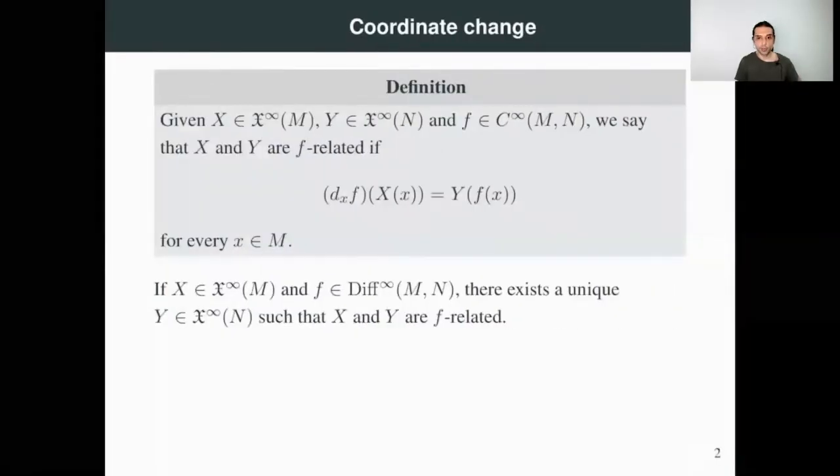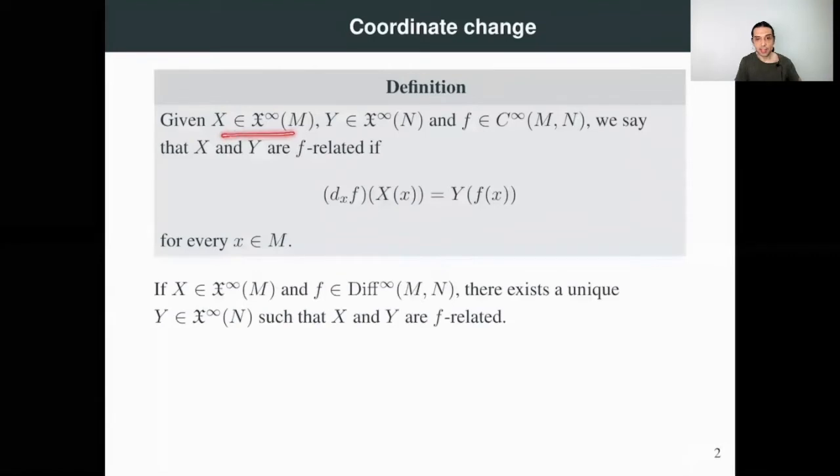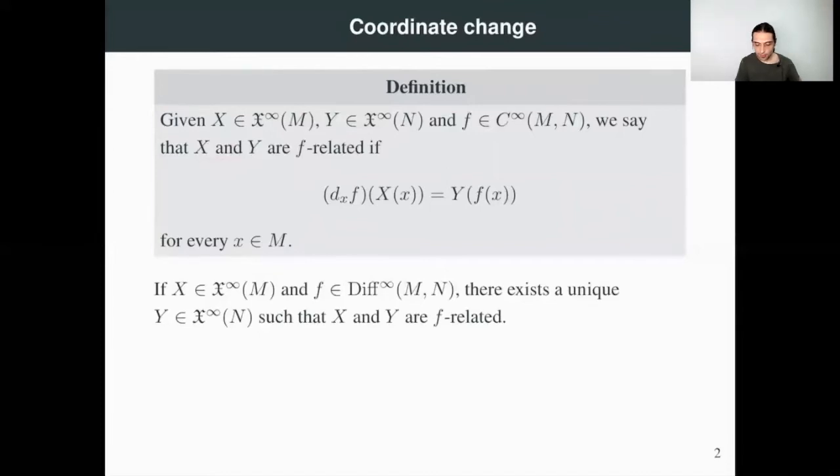So first of all, we are going to consider coordinate changes for vector fields. So consider X as a C-infinity vector field defined on a manifold M, and Y as a C-infinity vector field defined on N, and then f a C-infinity map from M to N. We say that X and Y are f-related if the differential of f at the point small x sends the tangent vector given by the vector field capital X at the point small x to the tangent vector defined by Y at the point f of x, and that for every x.